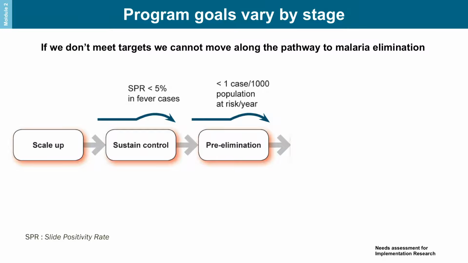At that point, we want to redesign, rethink, reorient our program. And implementation research is very much important in that process because this new orientation at that stage would require better surveillance, better case detection, better response to outbreaks. So we need to have interventions that'll do that.